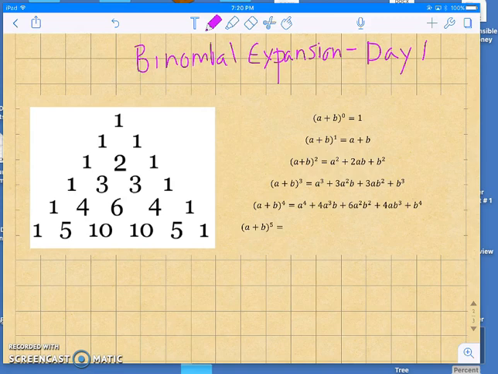Of looking at binomial expansion. So what I want you to do is pause the podcast for a little bit, and I want you to see what patterns you notice in this. And then once you take a look at it, let's have you start again.